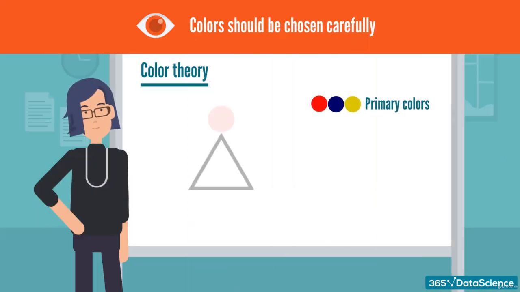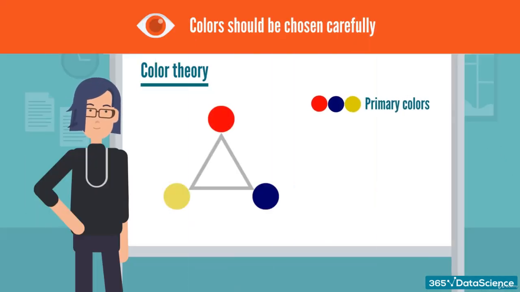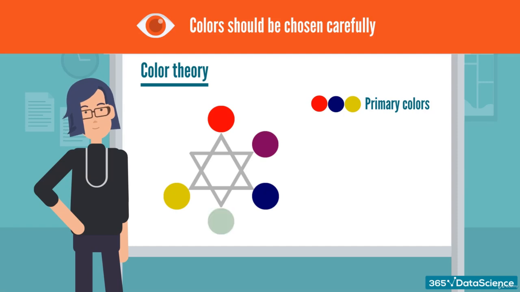The three primary colors are red, blue, and yellow. All the rest of the colors could be created from a combination of these three. Red and blue makes purple, blue and yellow makes green, and yellow and red makes orange. The newly created colors, purple, green, and orange, are called secondary colors.